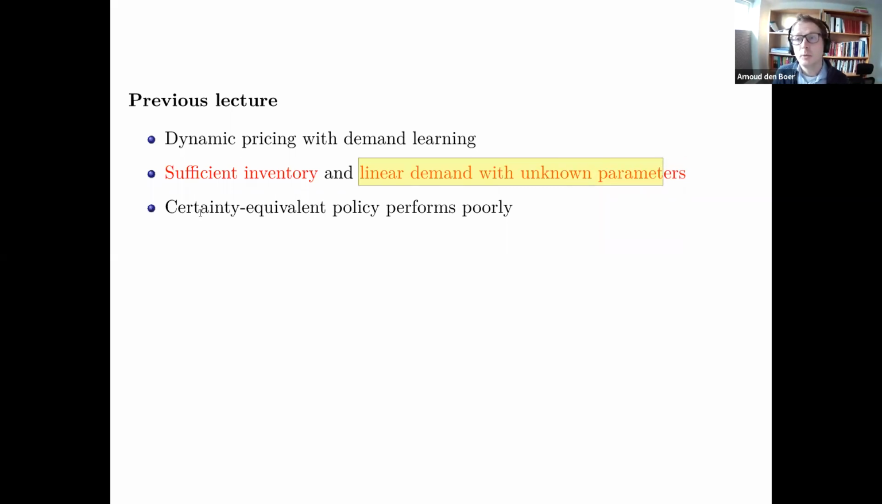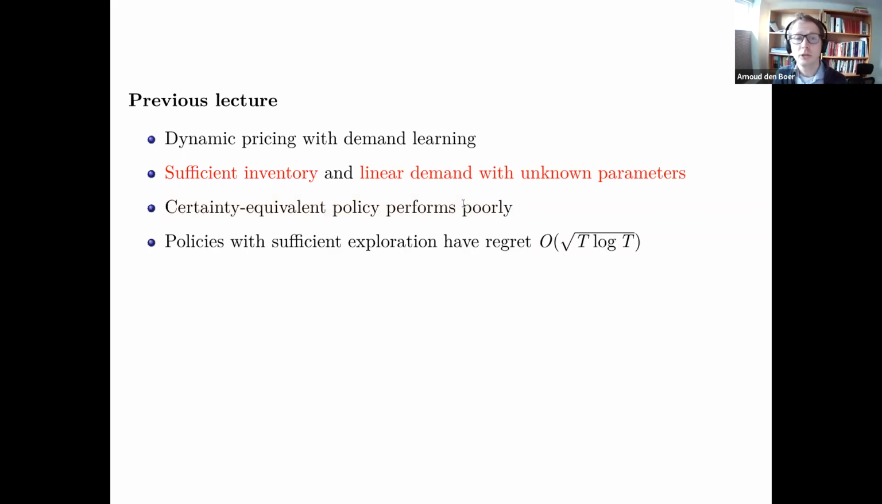Now, we saw that the most natural policy, certainty equivalent or greedy, performs very poorly. If you always do what seems best at the moment, given your data, then you don't learn, because you have to experiment, you have to actively deviate from what seems best.